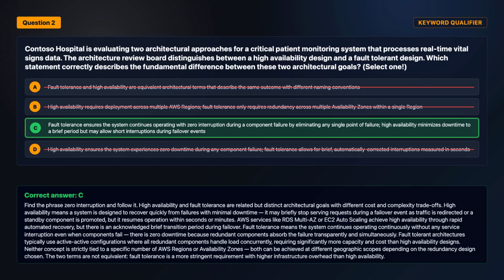high-availability designs. Neither concept is strictly tied to a specific number of AWS regions or availability zones. Both can be achieved at different geographic scopes, depending on the redundancy design chosen. The two terms are not equivalent. Fault tolerance is a more stringent requirement with higher infrastructure overhead than high availability.